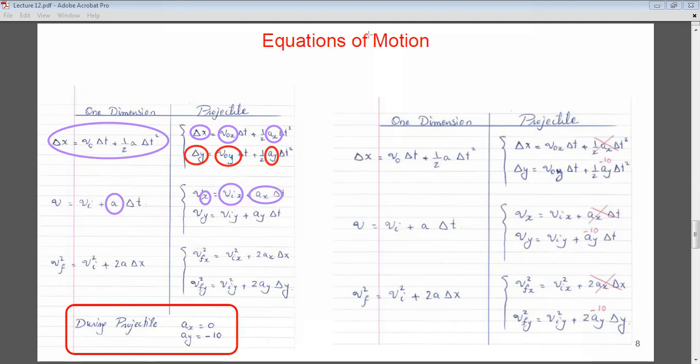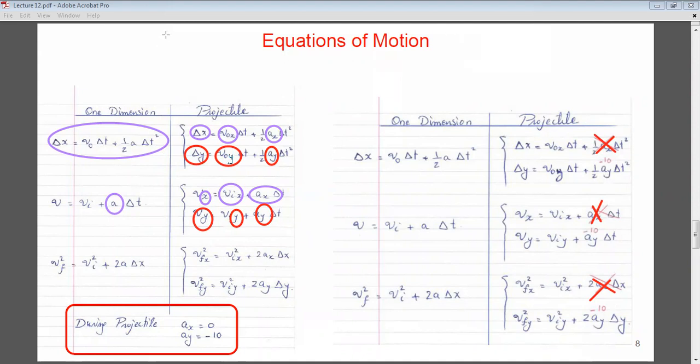If we're dealing with Vy, it will be V initial y plus AY delta t. And the same applies to the last equation. But we have to keep in mind that AX is 0 and AY is minus 10. So now I go back here. These are exactly these equations. So I go now to my projectile equations. Every AX I delete it, no need, it's 0. All AX are zeros. And all AYs are minus 10. So AY minus 10, AY minus 10, AY minus 10.